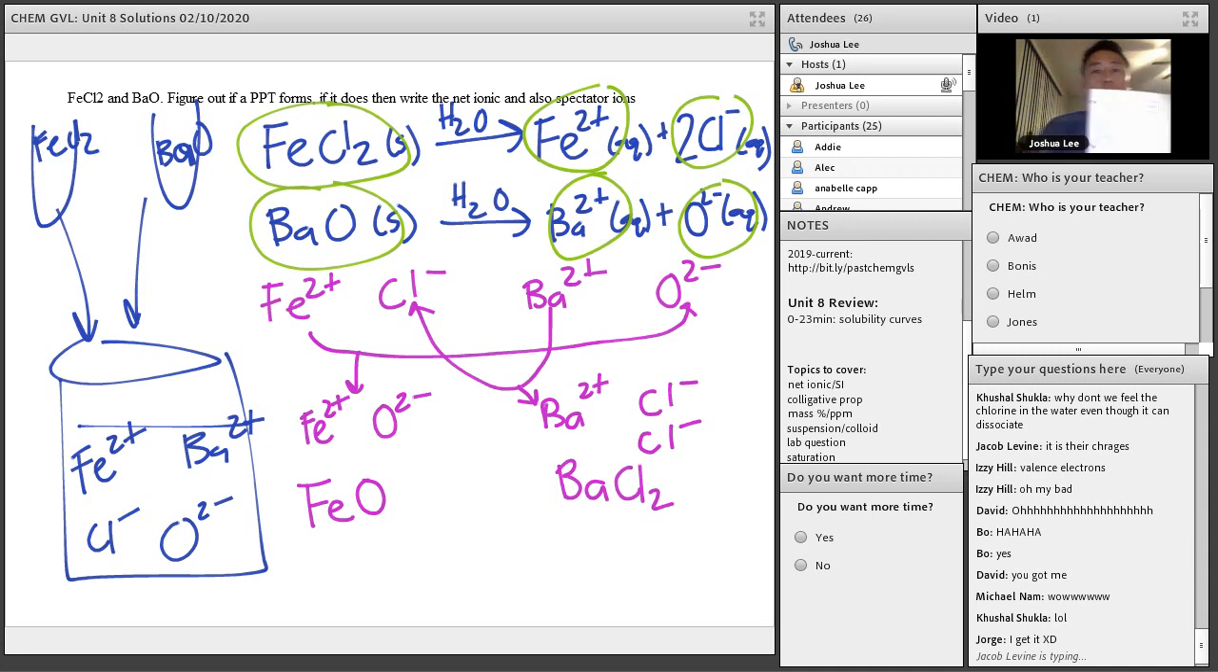I guess I should also upload this. So if you guys need to write down those two compounds, write them down now. So FeO and BaCl2.